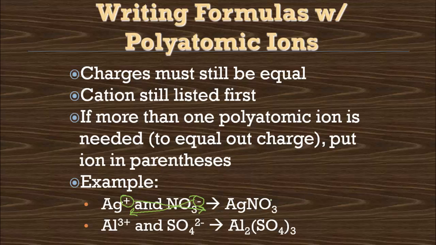However, if I had Al3+, now my 3 comes down, and the 2 minus is going to come down. So I have Al2SO4. I have to put that in parentheses. If I don't, I'm going to get something that looks like Al2SO43. Well, that's a completely different molecule. I don't think that molecule can even exist. Someone may prove me wrong someday, but right now that doesn't exist.